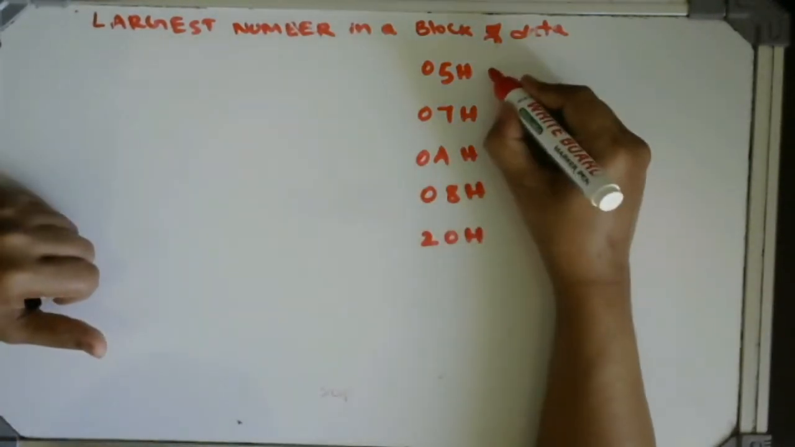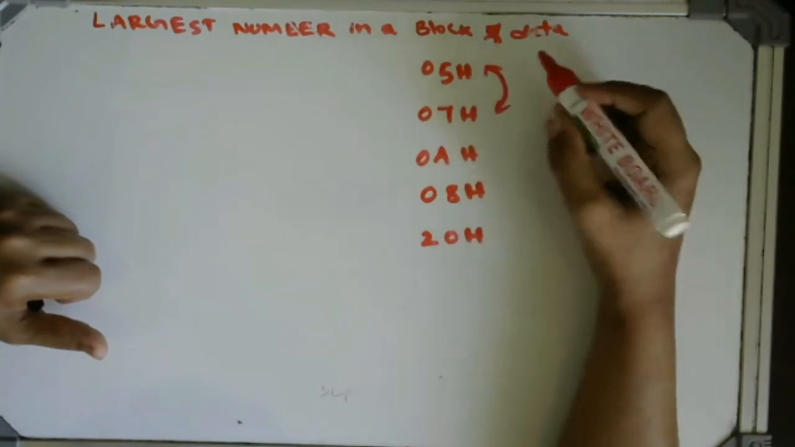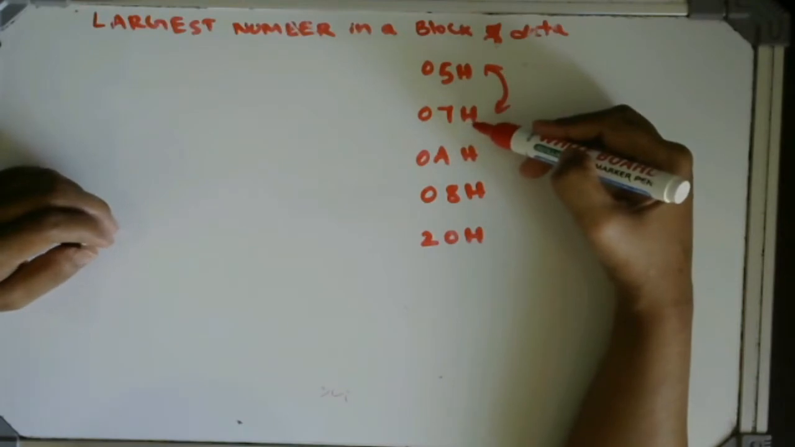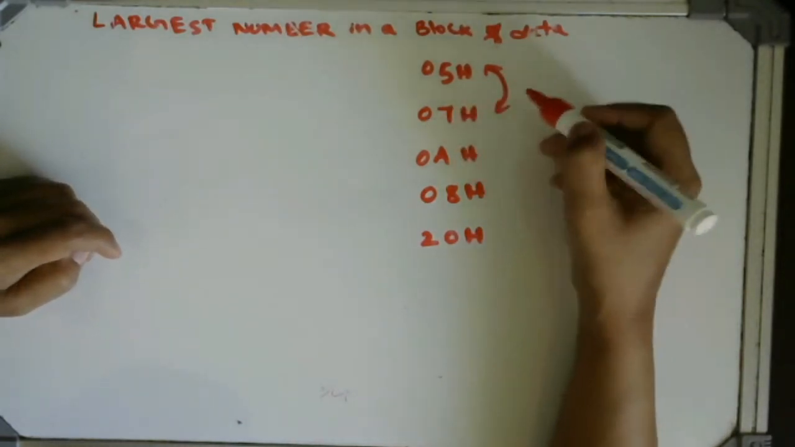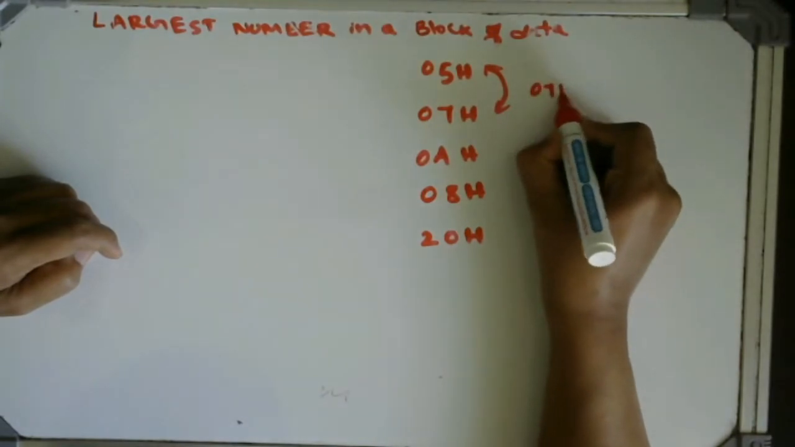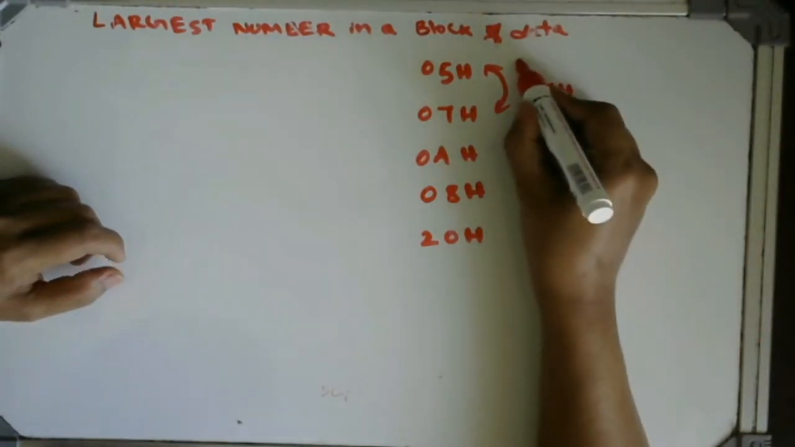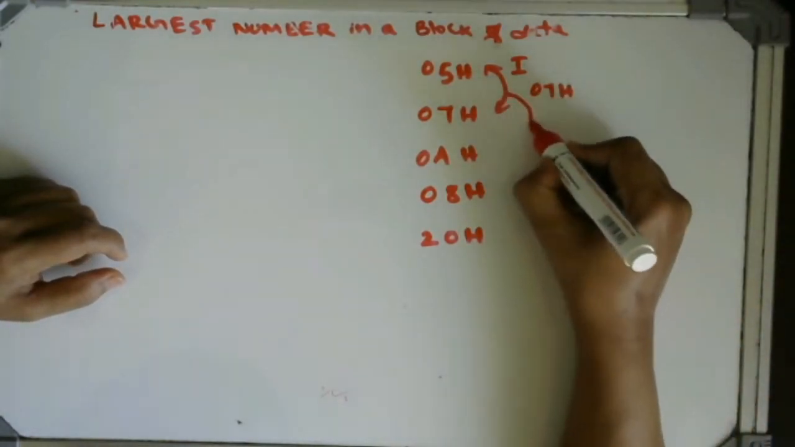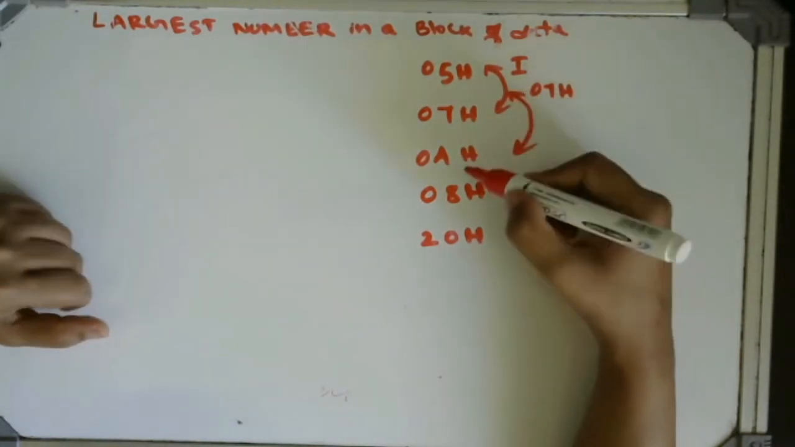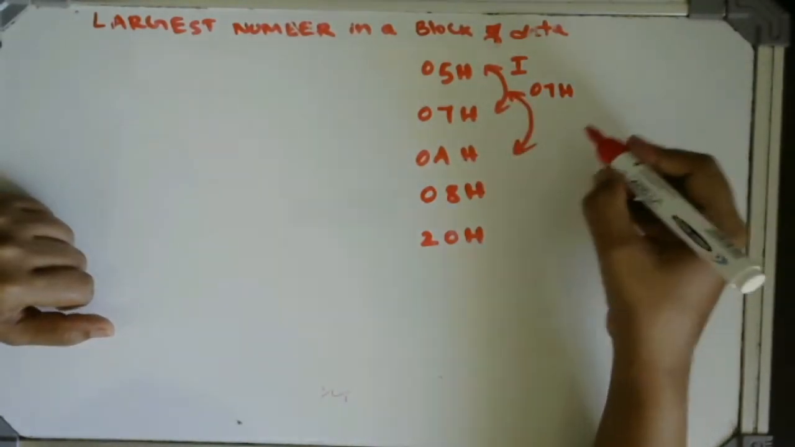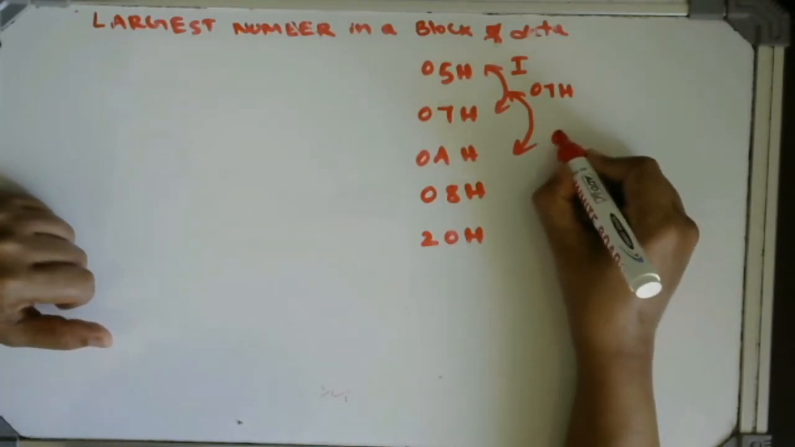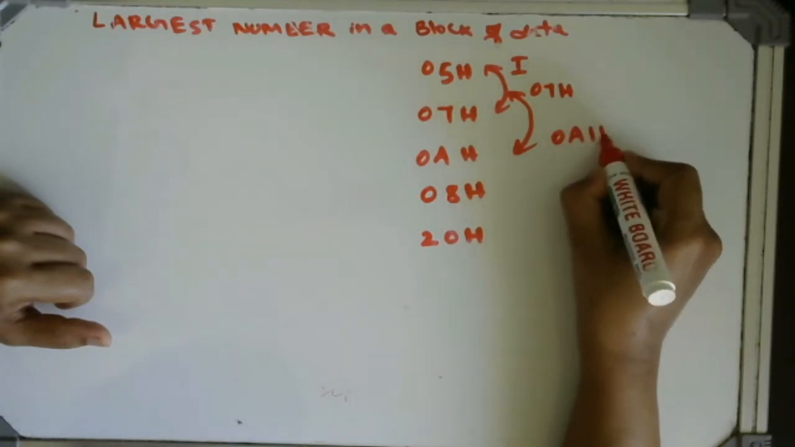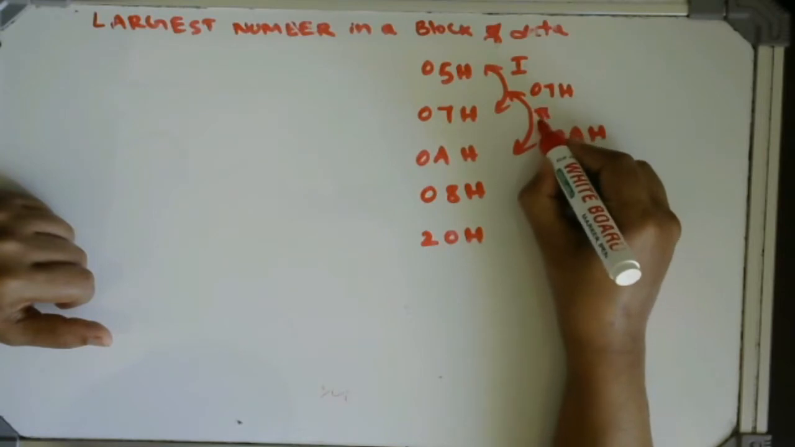Okay, now let's first compare two numbers here. If we compare 5 and 7H, the largest number is 7H. For the next comparison, we need to keep 7H as a reference data, and we'll call this the first iteration of the comparison. In the next iteration, we need to compare 07H with 0AH, and the largest number will again be considered as the reference number for the next comparison. So here the greatest number is 0AH, and we'll call this the second iteration.